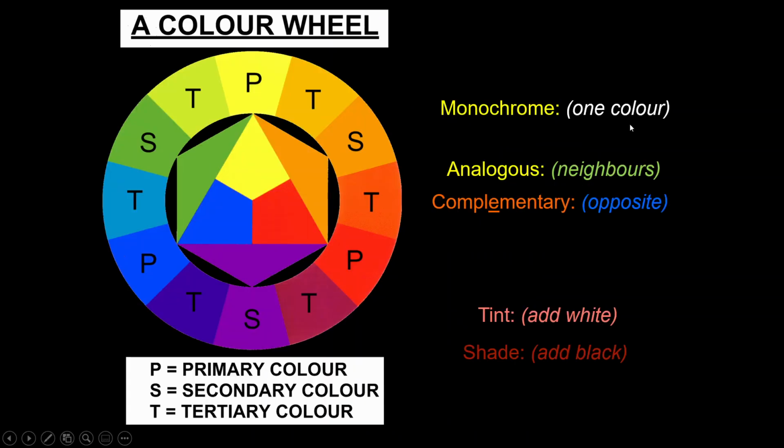Monochrome means one colour. Analogous means they're neighbours. Complementary with an E means they're opposite and they enhance each other. A tint is adding white, a shade is adding black.